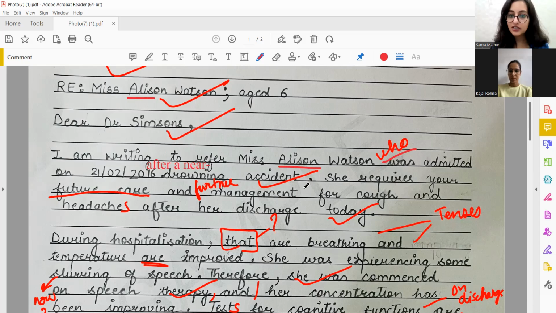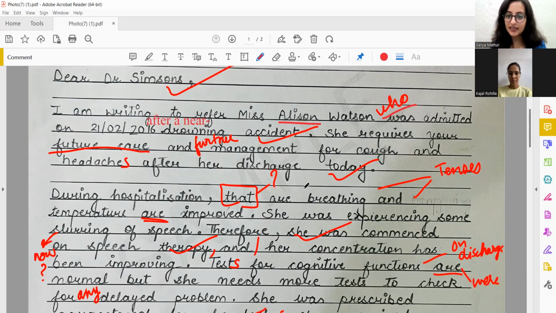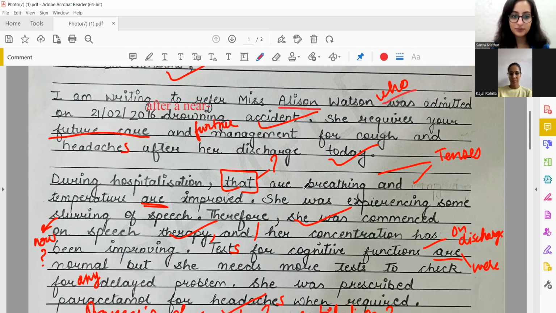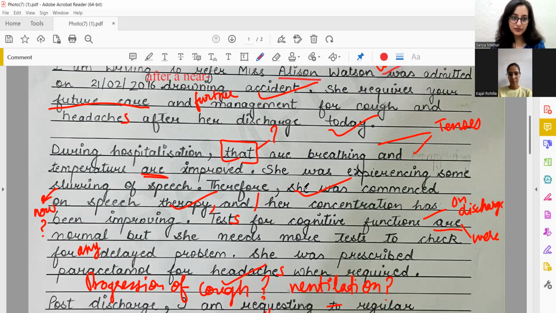And instead of future care, you could write monitoring, or you could write follow-up care. Future care is not that specific. So I would recommend you to use either of these. And headaches should be plural. If you notice, even in the case notes, it was written that she has to be monitored for cough and headaches. So that would come in a plural form. So I think only grammatically it has to be a little better. Otherwise, it was fine. The next paragraph has a very good signpost that you've used, during hospitalization.